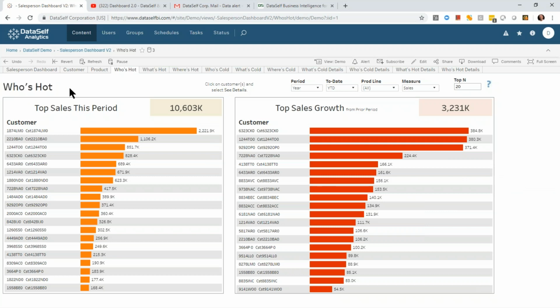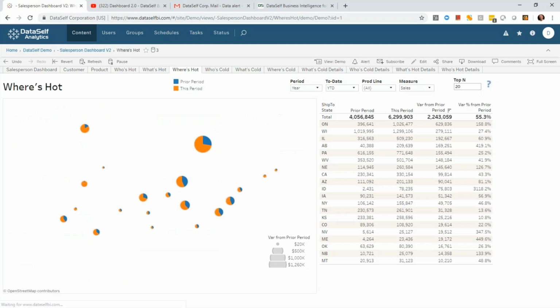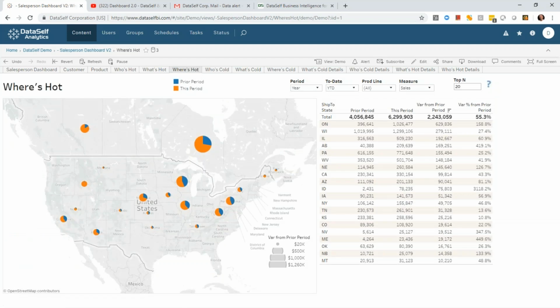So this is a report that is fairly frequently helpful for many sales-driven organizations. We have who's hot, and we have what's hot. So it's the same perspective, now looking from a product standpoint: products with the biggest sales, products with the biggest sales growth, in all the parameters that you can change. Or maybe you want to see where is hot. So what countries, what states, what cities, what territories, whatever you care about from a territory standpoint, you want to see which areas are growing the most.